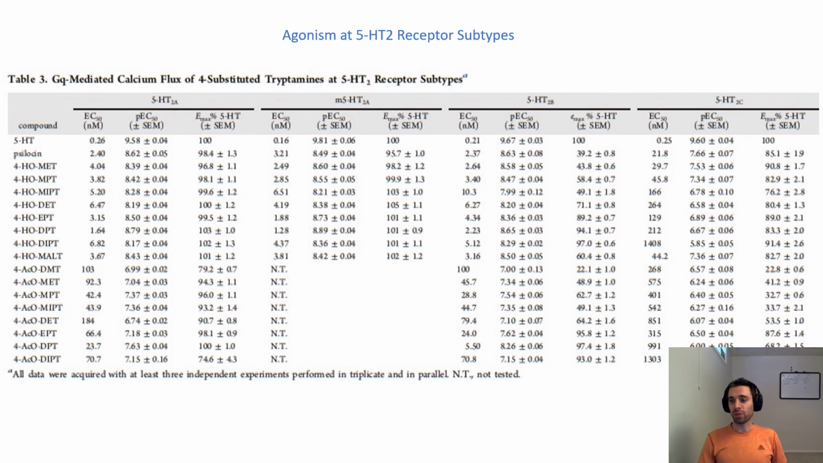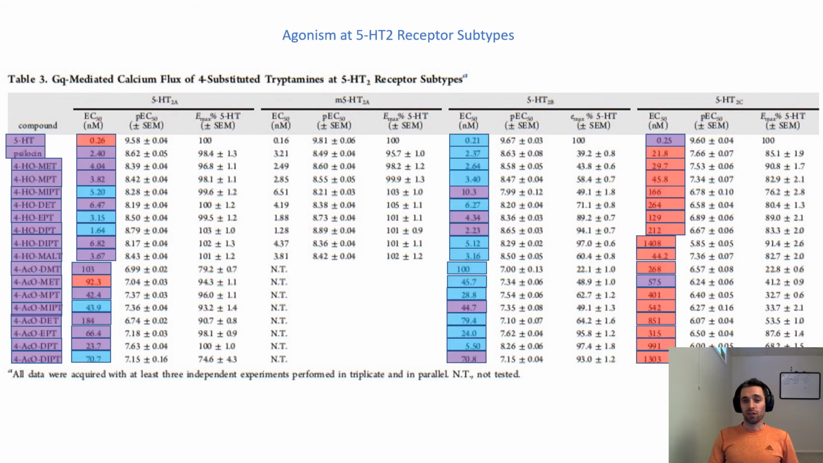And lastly, the authors of this paper looked at basically agonism at the serotonin subtype receptors with all of the various psilocin derivatives, specifically at the serotonin 2A, 2B, and 2C receptor. If we first look at serotonin, which is 5-HT, we see the EC50 value listed for 2A is 0.26 nanomolar, at the 2B receptor at 0.21 nanomolar, and at the 2C receptor at 0.25 nanomolar. So we can basically compare each drug's effects at the various subtype receptors to say which one displays the highest potency and which one displays the lowest potency.